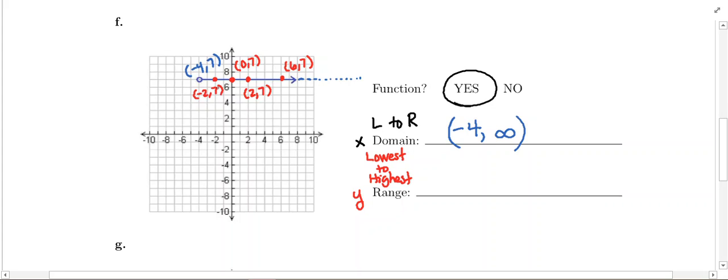That's telling you there's only one number in the range. So 7 is the only y value. It's the only output here. So I'm going to write that down: 7 is the only y value or output that we get here.